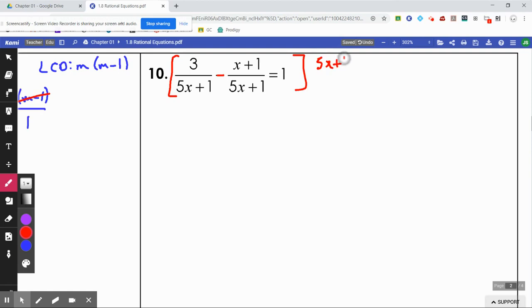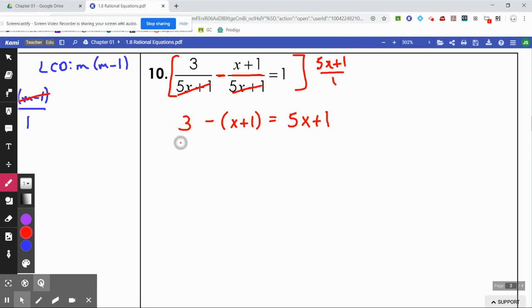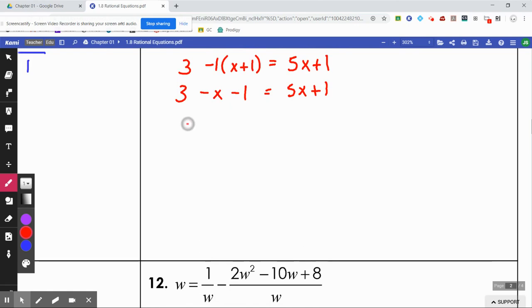So 5x plus 1 is obviously our least common denominator. Multiply it by your first term, you're left with just the 3 because the 5x plus 1s will cancel. Minus, here the 5x plus 1s cancel. Make sure you put the x plus 1 in parentheses because this minus is times all of it. Equals, when you multiply the 1 times 5x plus 1, you get 5x plus 1. So now let's get rid of our parentheses by distributing the negative 1. That'd be negative x minus 1 equals 5x plus 1. Combine like terms, you have negative x plus 2, when you combine 3 and minus 1, equals 5x plus 1.